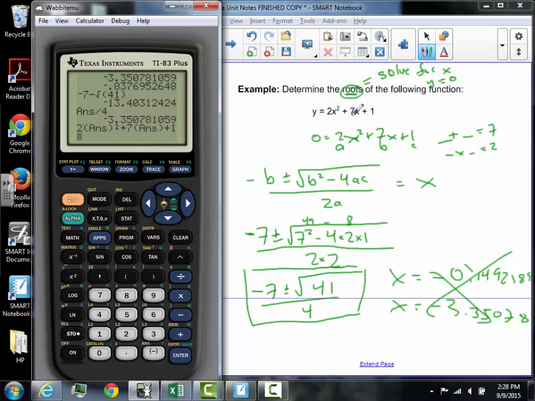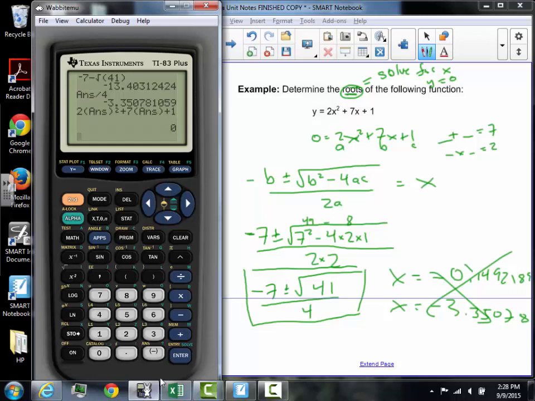Yeah, 0, right? Because way back here I told you that 2x squared plus 7x plus 1 is supposed to equal 0. So if x truly is an answer, it should equal 0. That makes sense. Some calculators, if you guys have newer ones, you can go back up and find an old answer and pull it back down. Mine doesn't do that, unfortunately.